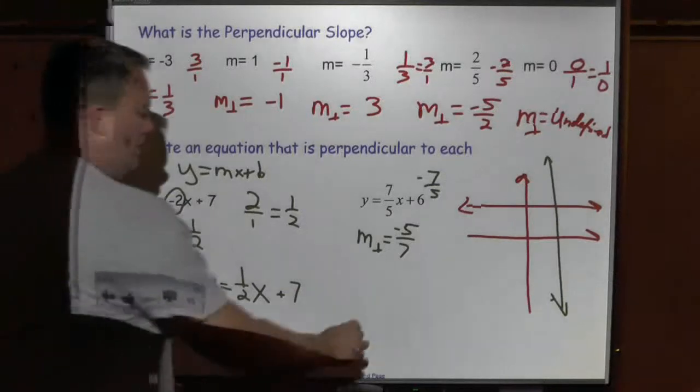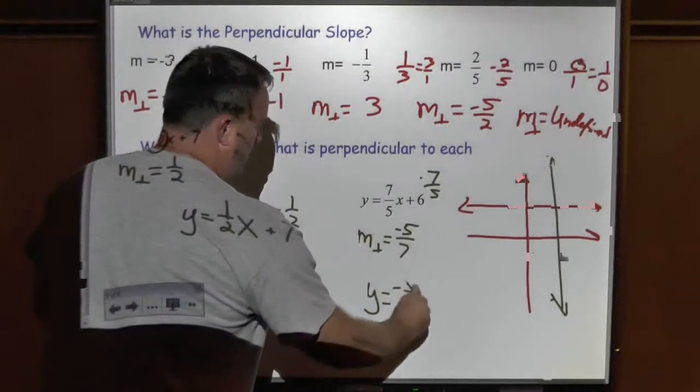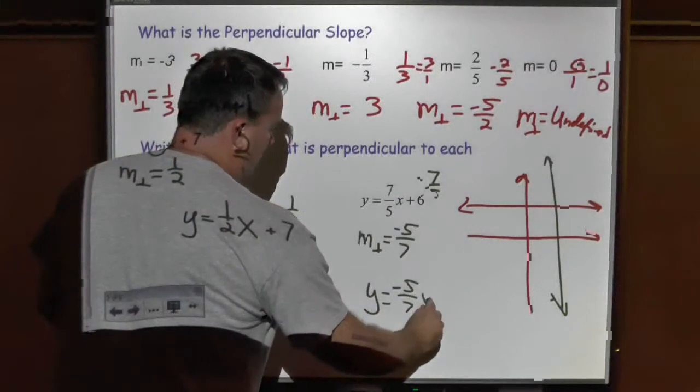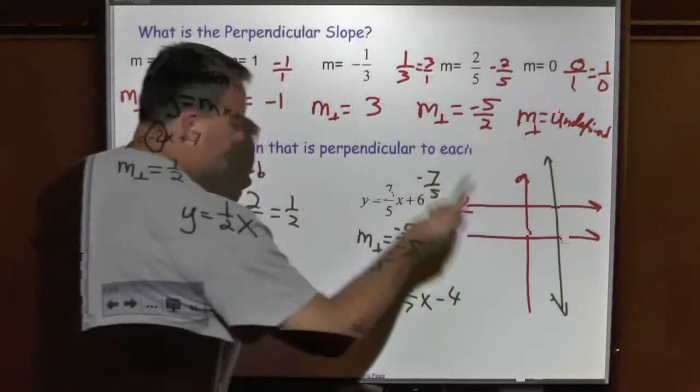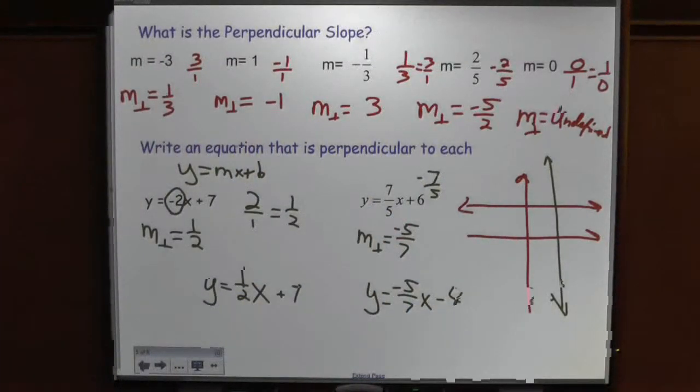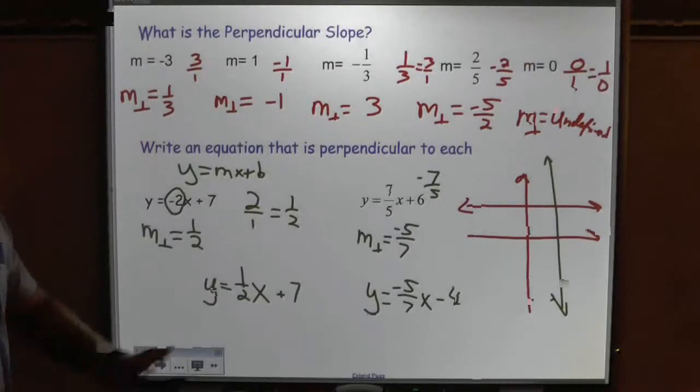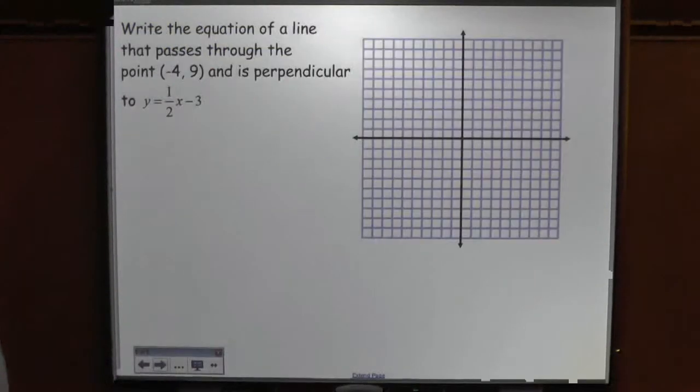And again, any number you want for the y-intercept. So I'm going to say negative 4. Doesn't matter. Where it intersects isn't as important right now. It just has to be at a right angle. So that's how you would write an equation that's perpendicular to each of these.